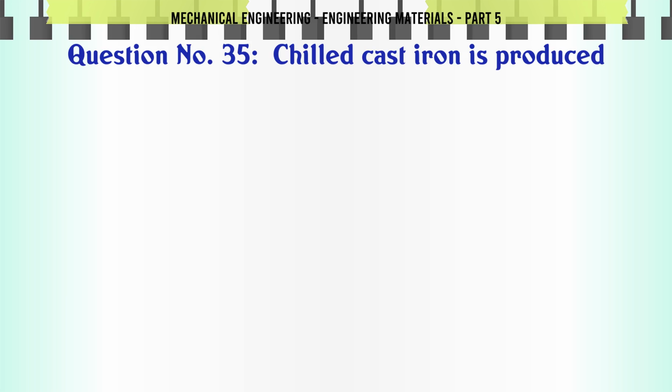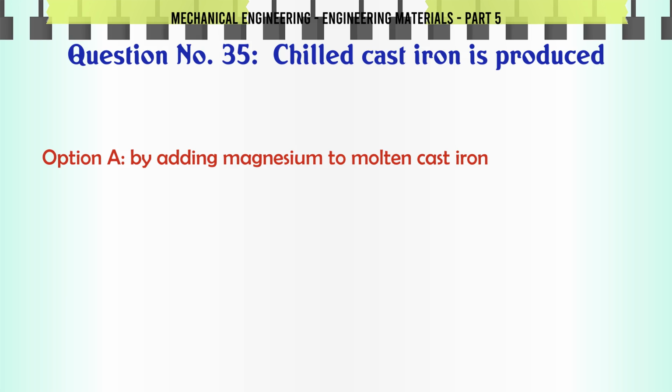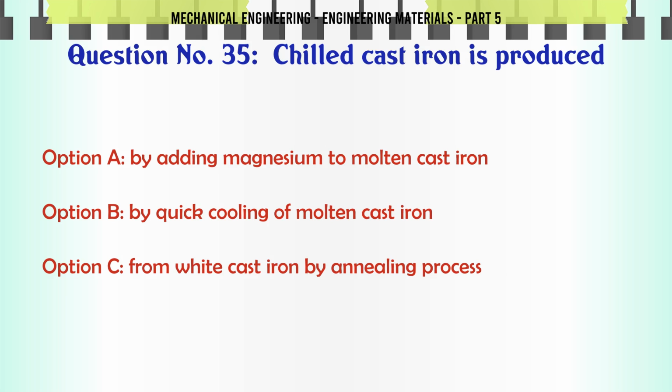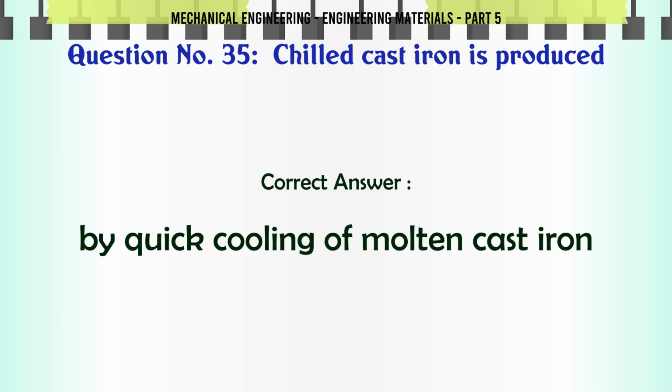Chilled cast iron is produced: A. by adding magnesium to molten cast iron. B. by quick cooling of molten cast iron. C. from white cast iron by annealing process. D. none of these. The correct answer is by quick cooling of molten cast iron.